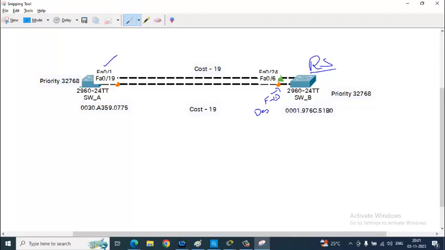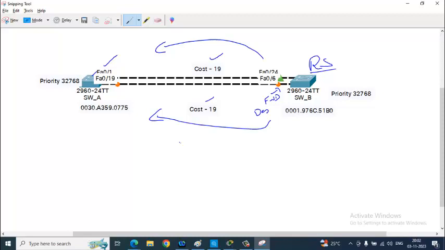What it will do: it will say from the root switch, when the BPDU is received, what is the port cost? Not the STP cost. The port cost. What is the port cost? If this port is F0/24, the port cost will be 128.24.